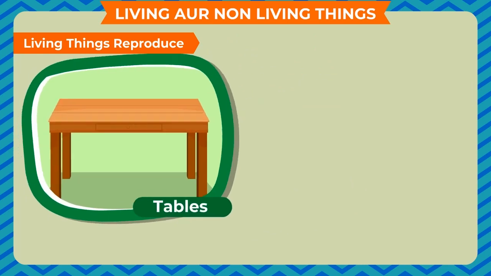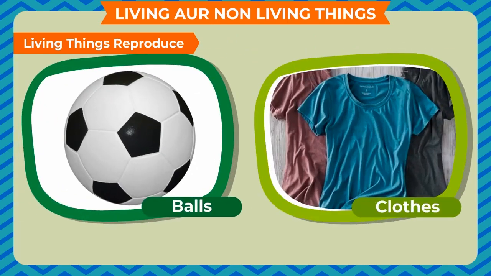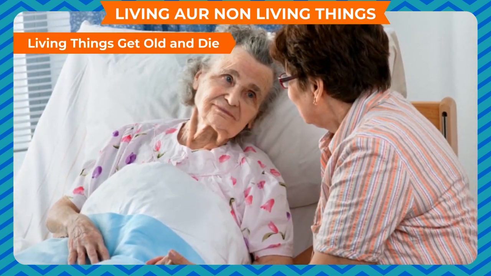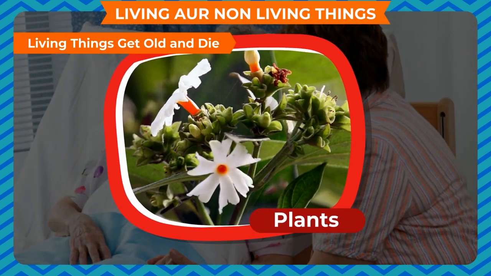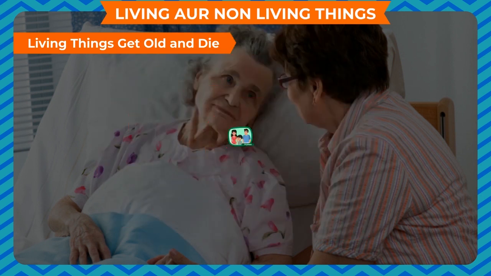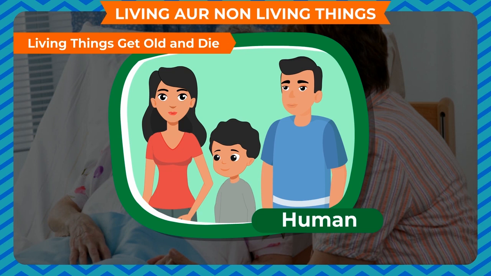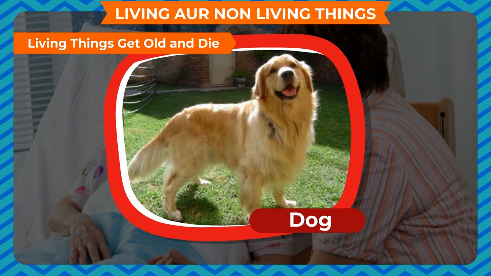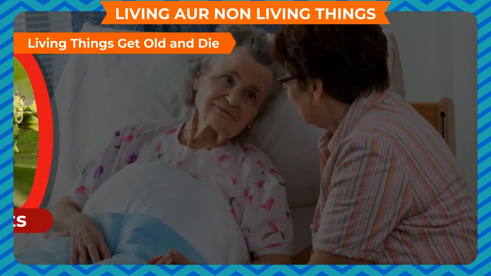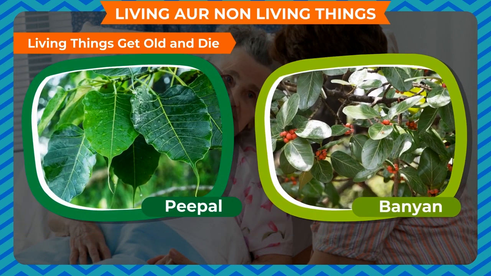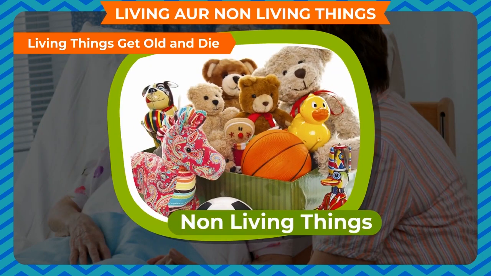Non-living things such as tables, chairs, balls or clothes, etc. do not reproduce. All living things get old and die. All living things such as humans, animals, and plants live for a short or a long time. Humans live for a long time, while different animals have different lifespans, such as a dog lives for about 12 years. Plants also have a different lifespan. Some trees such as peepal and banyan live for a very long time. Non-living things do not have a life and so they do not grow and die.